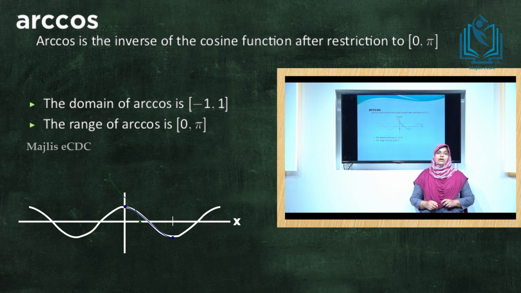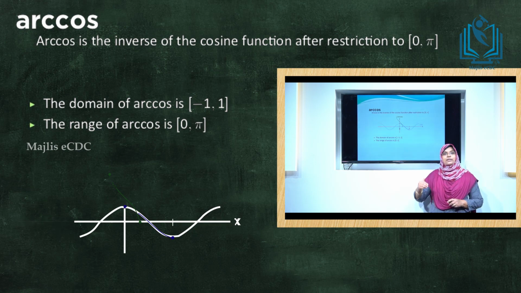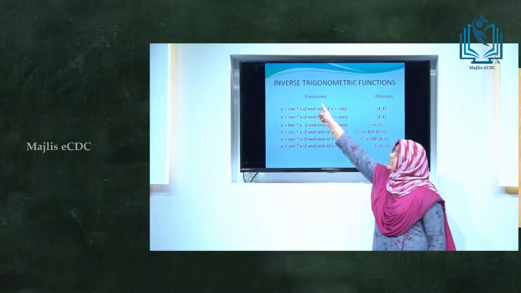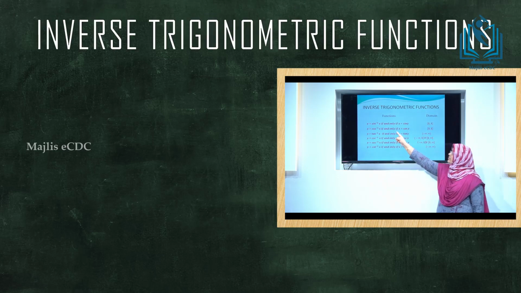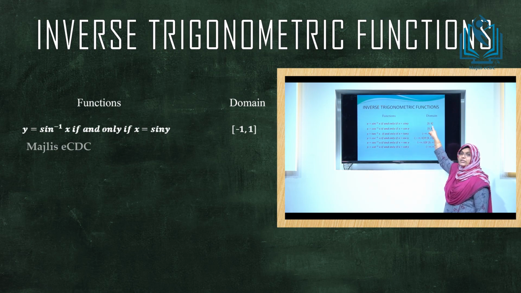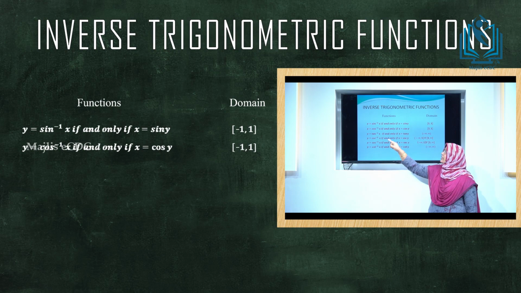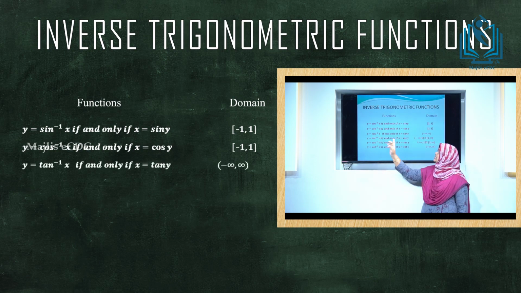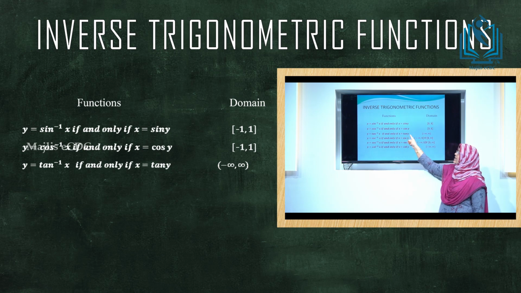Thus, we can find all 6 inverse trigonometric functions after restriction of the domain. The 6 inverse trigonometric functions and their domains. First, y equals sine inverse x if and only if x equals sine y. Its domain is the closed interval minus 1 to 1. Y equals cos inverse x if and only if x equals cos y. Its domain is the closed interval minus 1 to 1. Y equals tan inverse x if and only if x equals tan y.